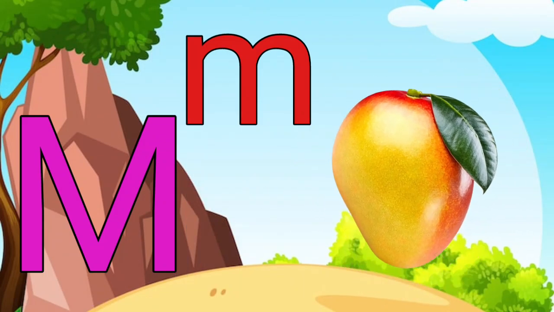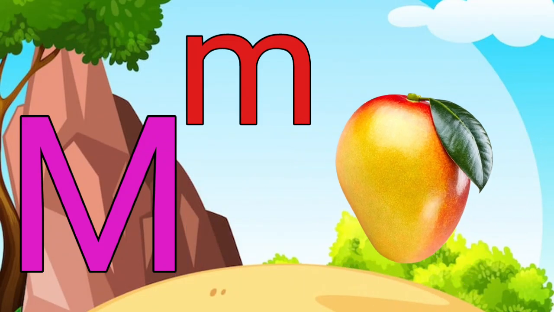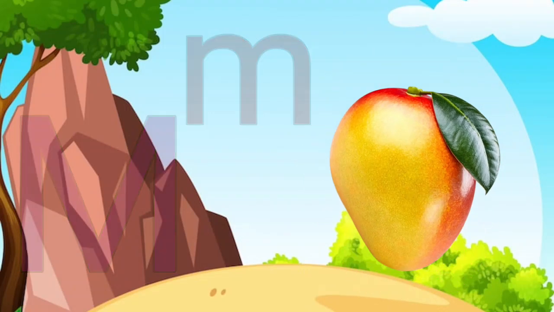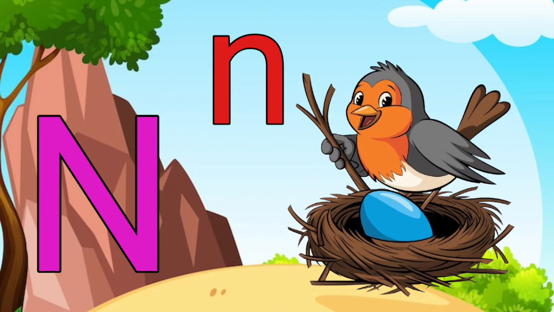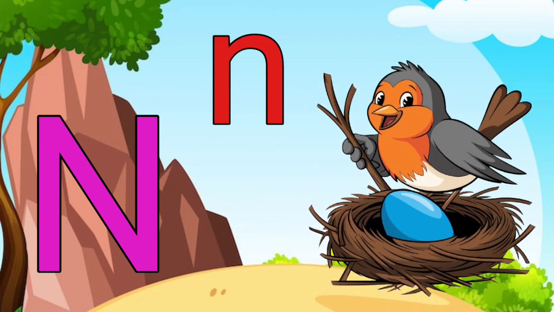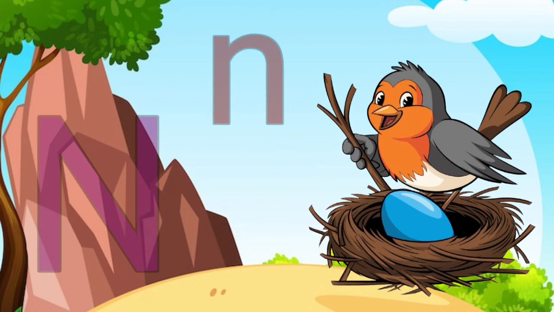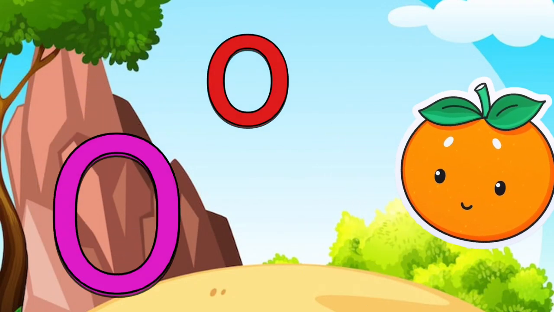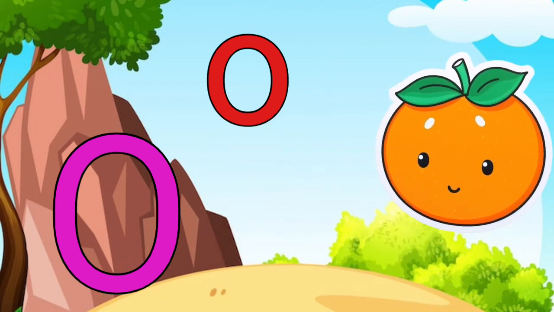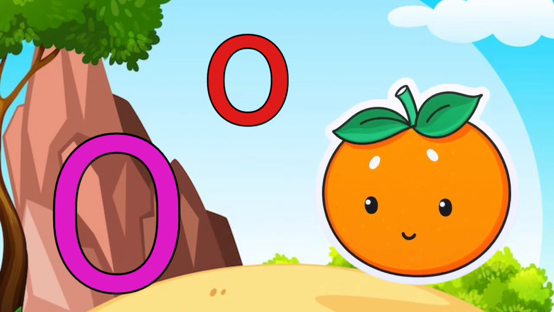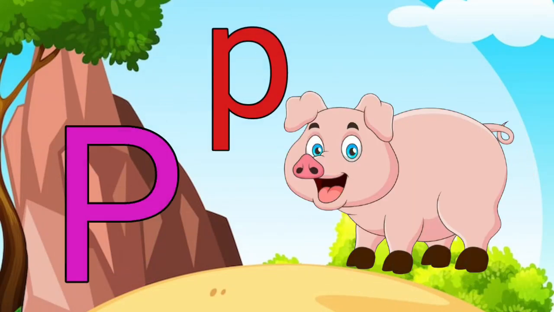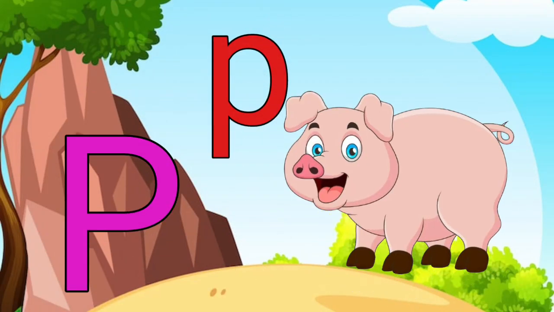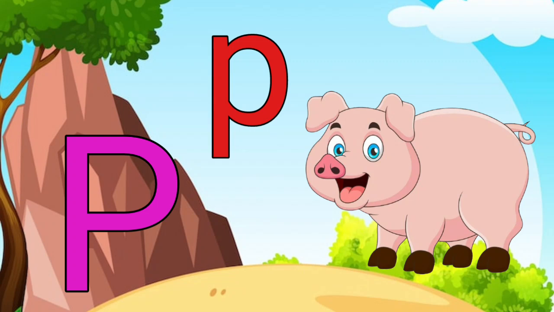M. M for mango. N. N for nest. O. O for orange. P. P for pig.